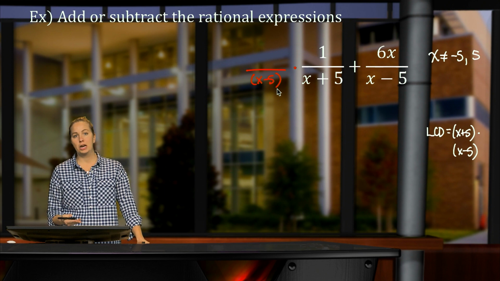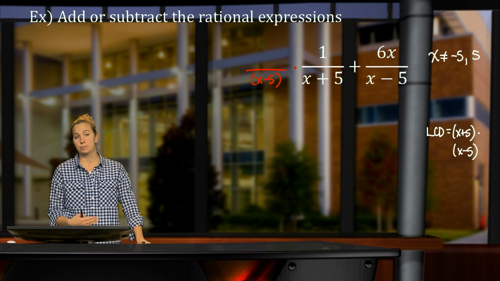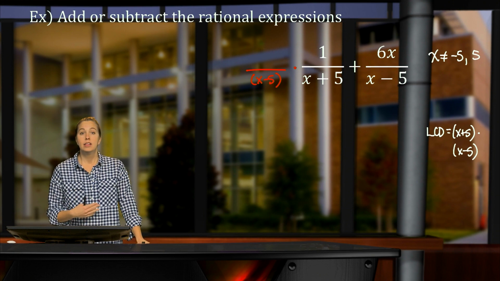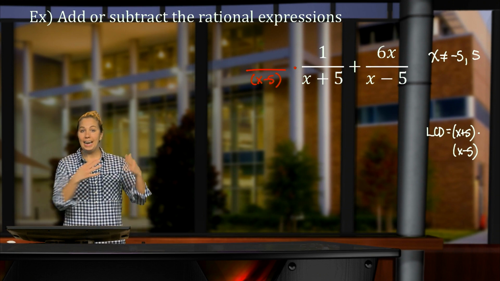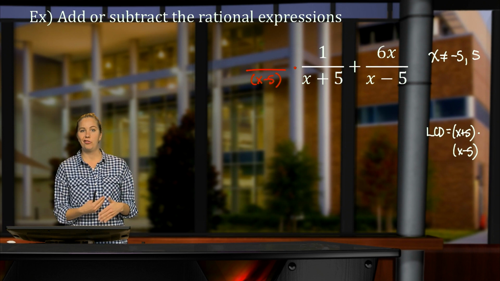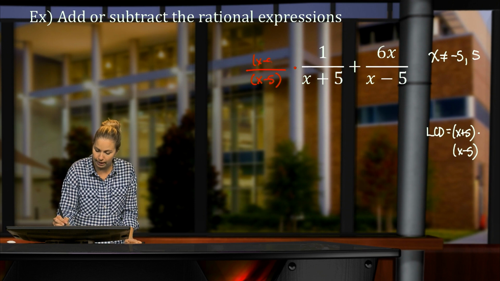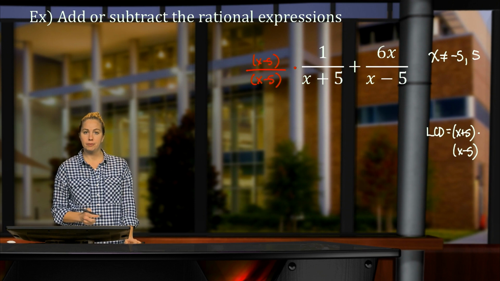Since this is an expression, I can't just change the denominator. I have to change that expression by what I call the special one. That's anything divided by itself. If you take any expression and divide it by itself, that simplifies to 1. In this case, we're going to use x minus 5 over x minus 5.